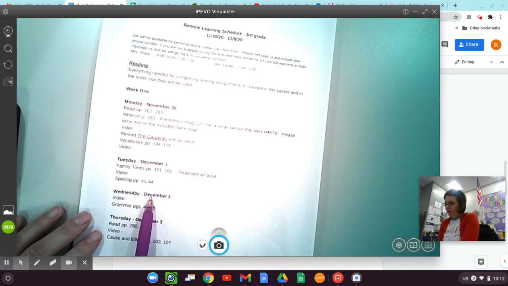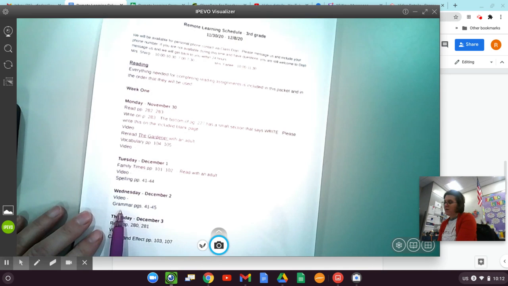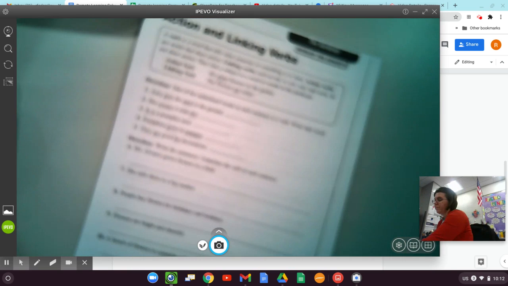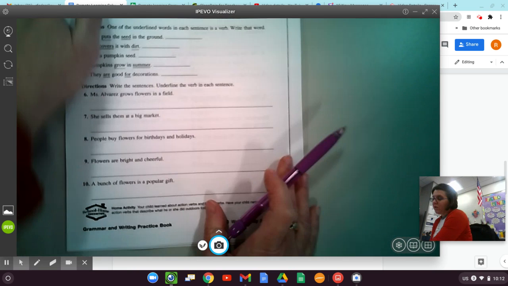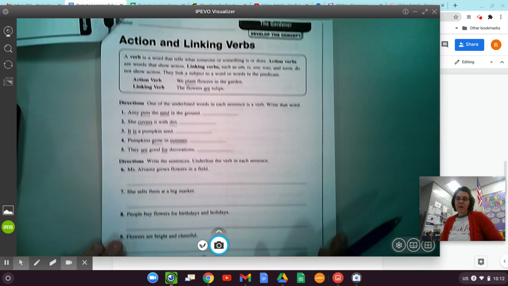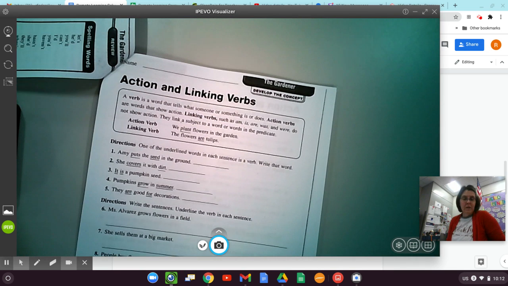We're going to talk about grammar today. Okay, so go ahead and turn to page 41. So we've talked a lot about nouns, lots of different kinds of nouns. We're going to talk about verbs today, this week. So action verbs and linking verbs.